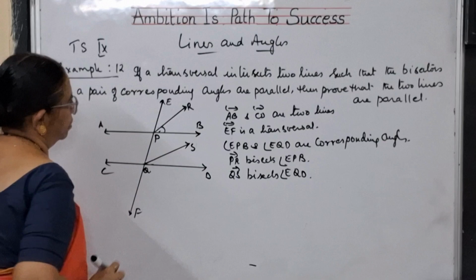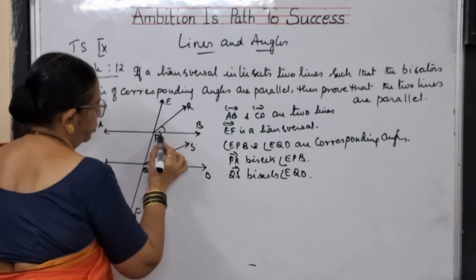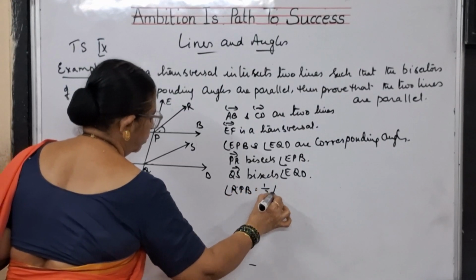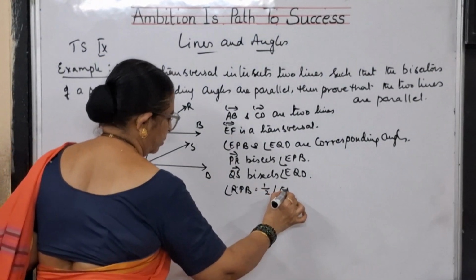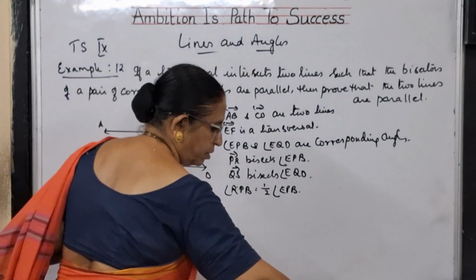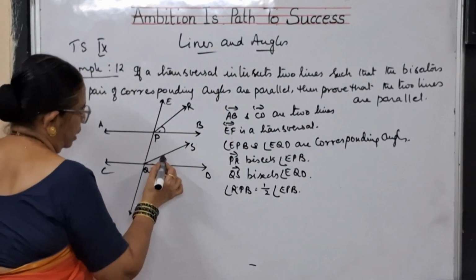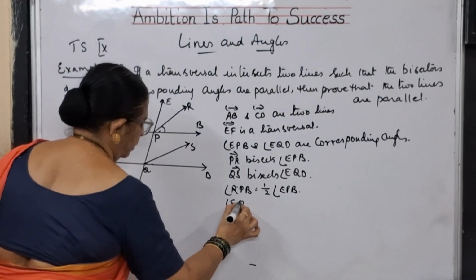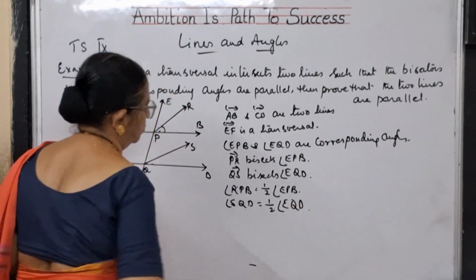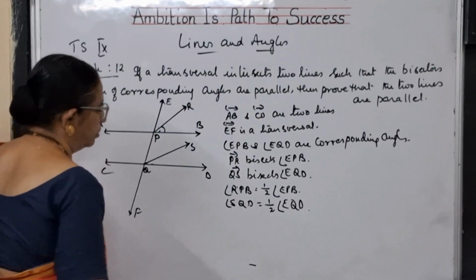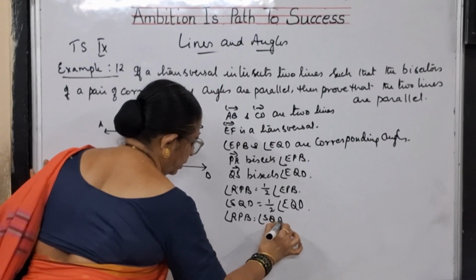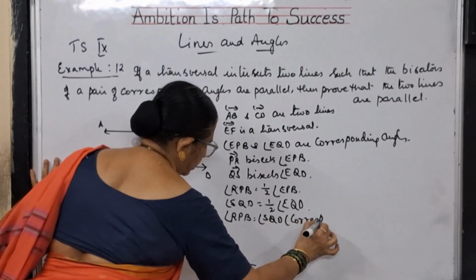Let me consider this as angle RPB. Angle RPB is equal to half of angle EPB. And angle SQD is equal to half of angle EQD. Okay. Now, angle RPB is equal to angle SQD because they are corresponding angles.